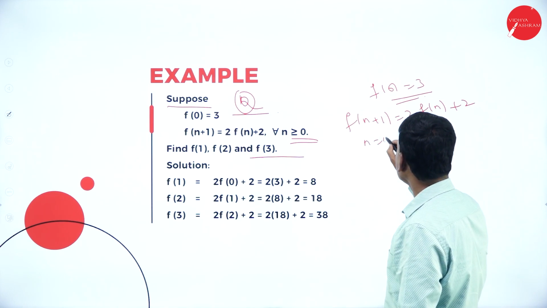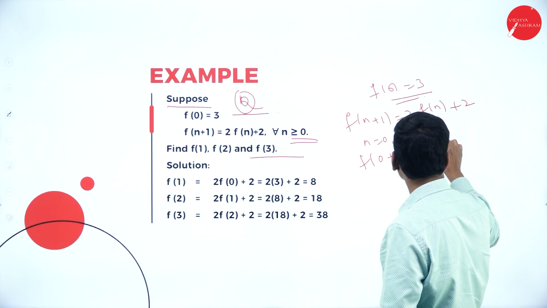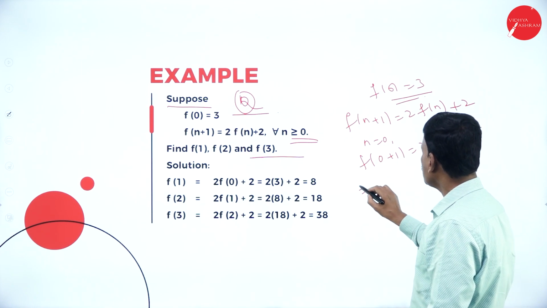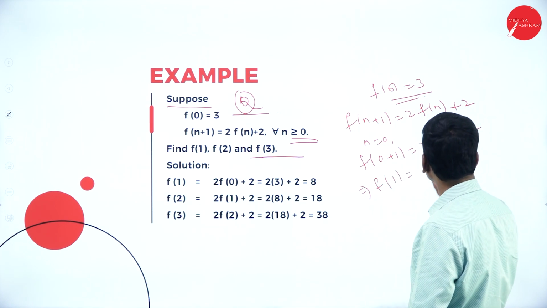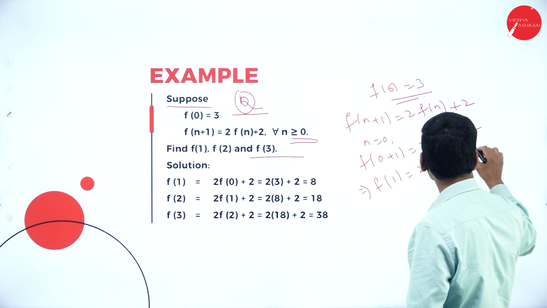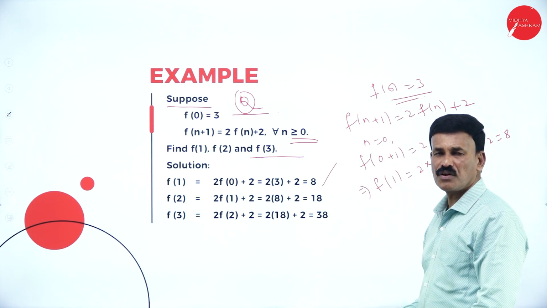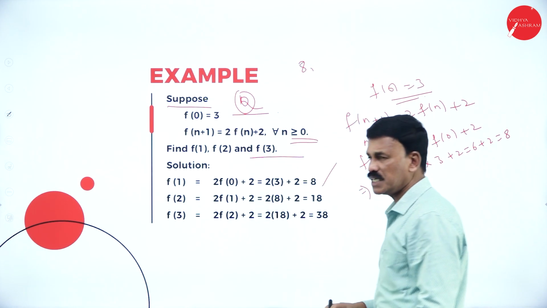If n is equal to 0, then this becomes f of 0 plus 1 is equal to 2 into f of 0 plus 2, which implies f of 1 is equal to 2 into, what is f of 0? 3, plus 2, that is 6 plus 2 is equal to 8. The first f of 1 is equal to 8. The first one is 8.